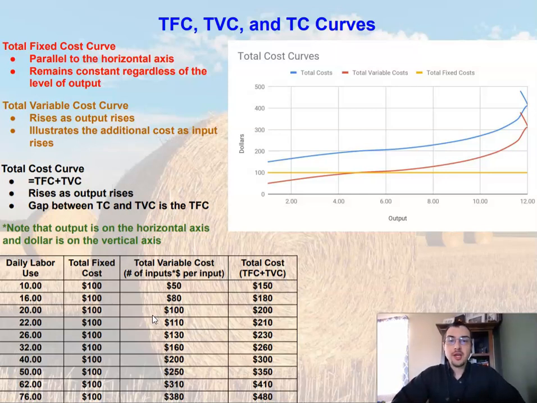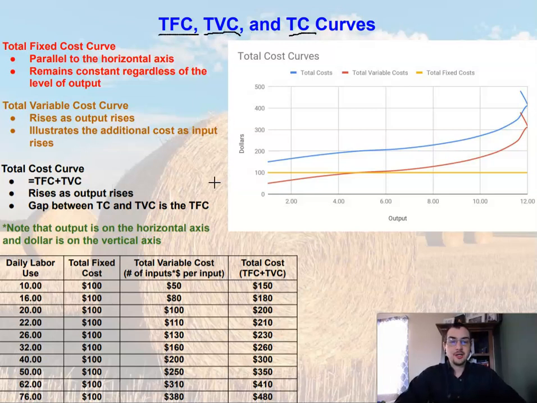All right, now that we know what the total fixed cost, total variable cost, and total cost curves are, let's see what they look like on a graph and talk a little bit about how they look. So the first thing I wanted you to pay attention to is that we're going to use a lot of abbreviations in this chapter. TFC is total fixed cost. TVC is total variable cost. And TC is the total cost. So you're going to see a lot of these abbreviations. Just be aware of what they are.